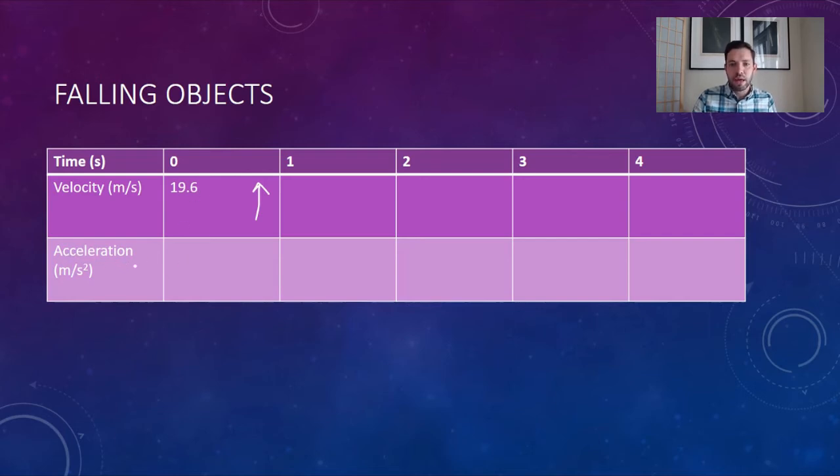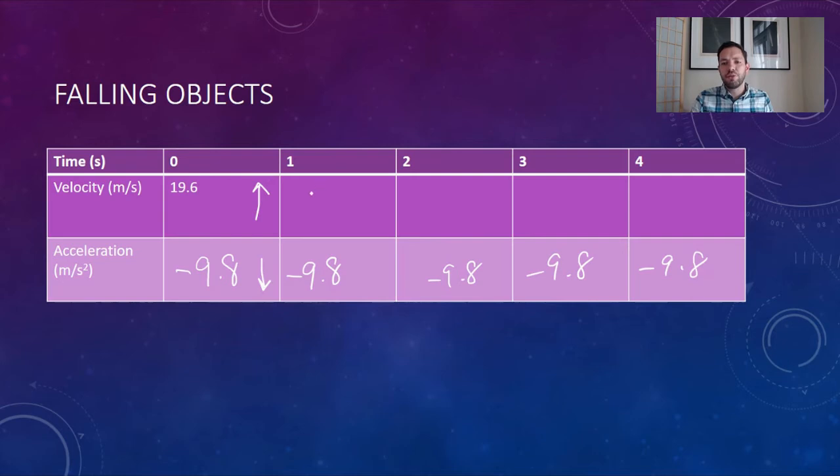Gravity here, the acceleration due to gravity, I'm going to call this negative 9.8 because this is always acting downwards towards the center of the Earth. And this is constant. So the entire time that the ball is in the air, its acceleration will be negative 9.8 meters per second squared because it's down.